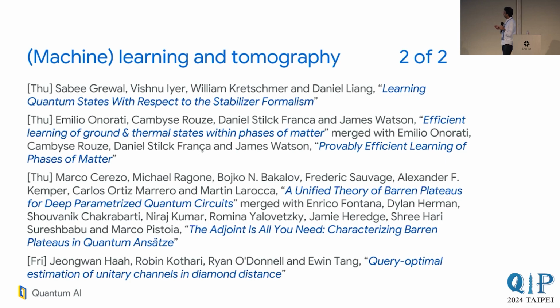This paper is about learning quantum states in the same phase of matter. We're given some example quantum states in the same phase of matter, and you want to learn them. There was some previous work on this at a previous QIP. I think this work, which is a merger of two papers, improves on this. These are both barren plateaus papers.